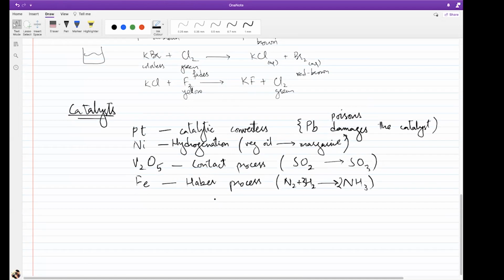Okay, so that's transition metals. You need to remember their colors. You need to remember their valencies. You need to remember their processes. Okay. Now comes the matter of other compounds.